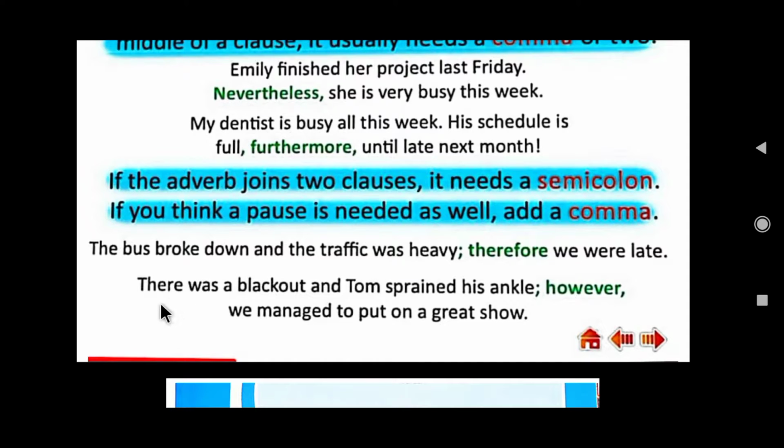Now move on to another example. There was a blackout and Tom sprained his ankle; however, we managed to put on a great show. So now here you can see that the second sentence depends upon the first sentence for its meaning and it is joined by the word however and it follows a semicolon before that one.